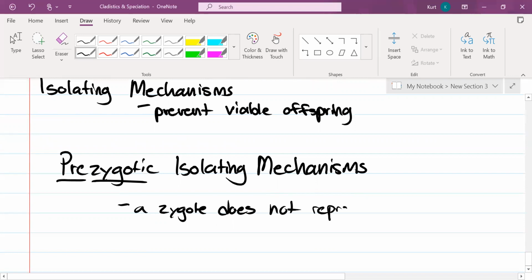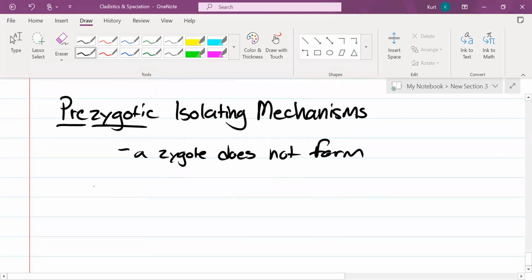Let me say it again. This prevents a zygote from forming. So if you can't form a zygote, then you can't reproduce. And if you cannot reproduce, then you are likely members of different species. You're not the same species. So there are 5 pre-zygotic isolating mechanisms. Number 1, we have geographic isolation.